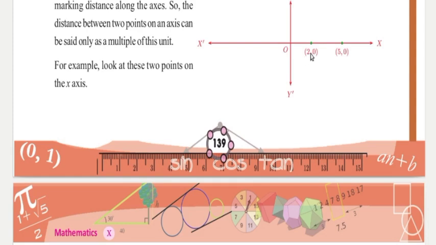So here the y coordinates are 0. So the distance between these 2 points is the difference in their x coordinates. Here the x coordinate is 2, here the x coordinate is 5. So if the points are on the x axis, the distance between the points is the difference between their x coordinates.